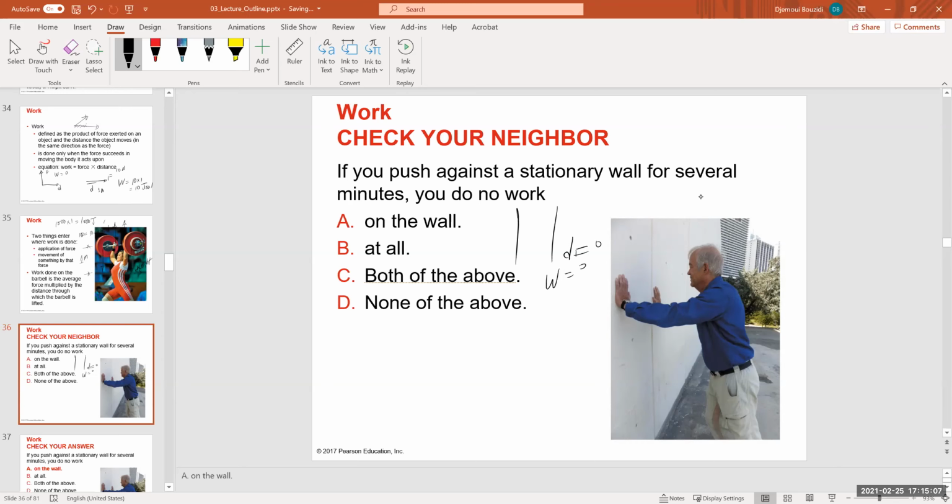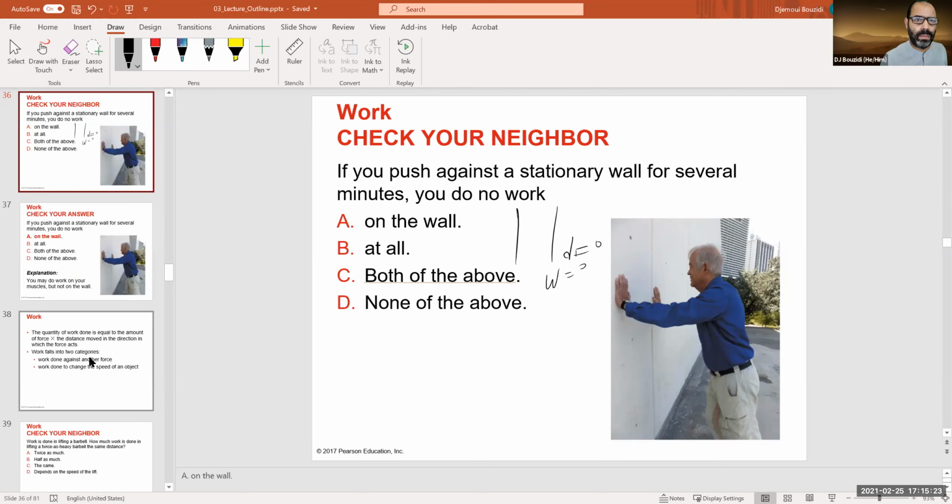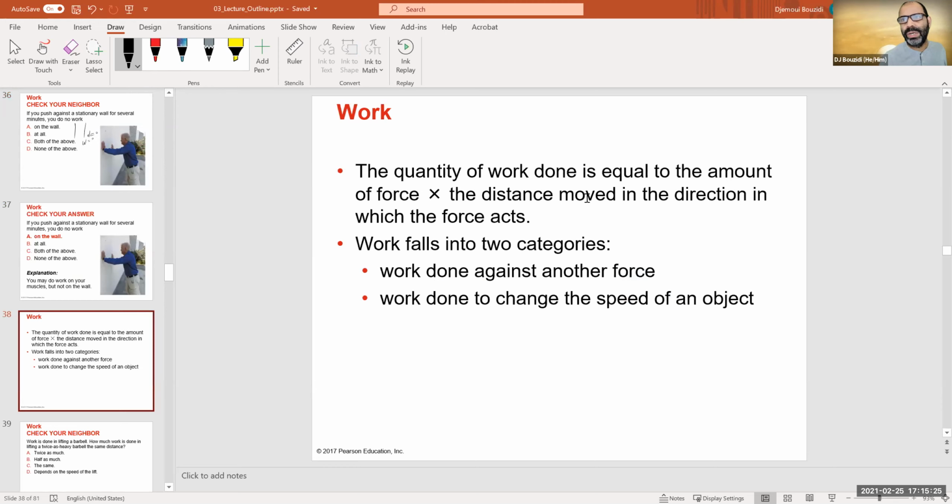But what I want you not to confuse is the effort and the work. The fact that you're pushing on the wall doesn't mean that you're not going to get tired. That's the key thing here. So you do no work on the wall. The quantity of work done is equal to the amount of force times the distance moved in the direction in which the force acts.